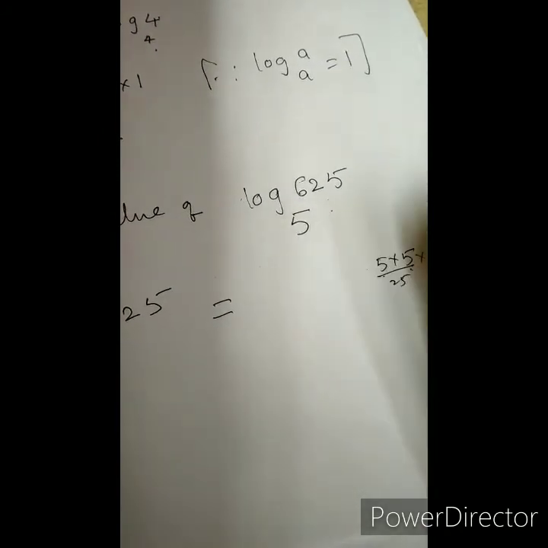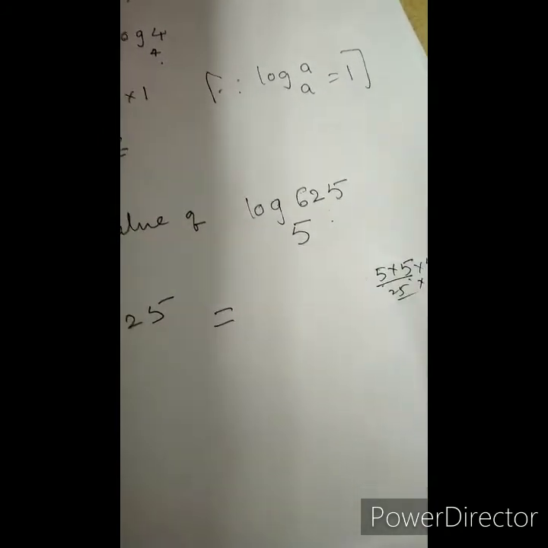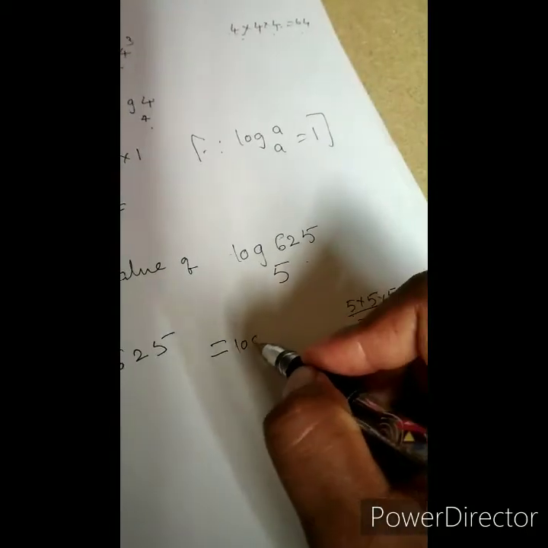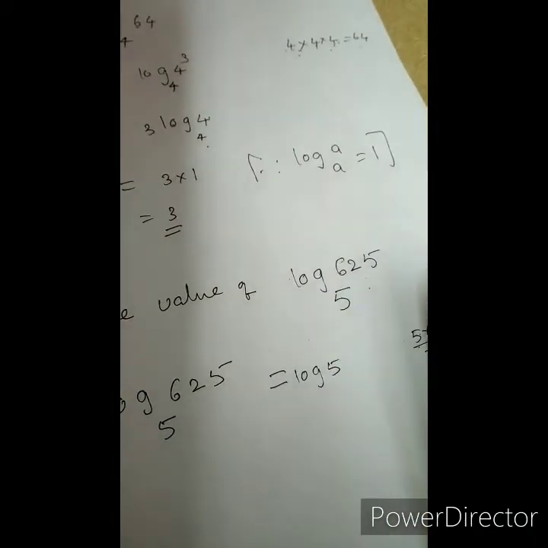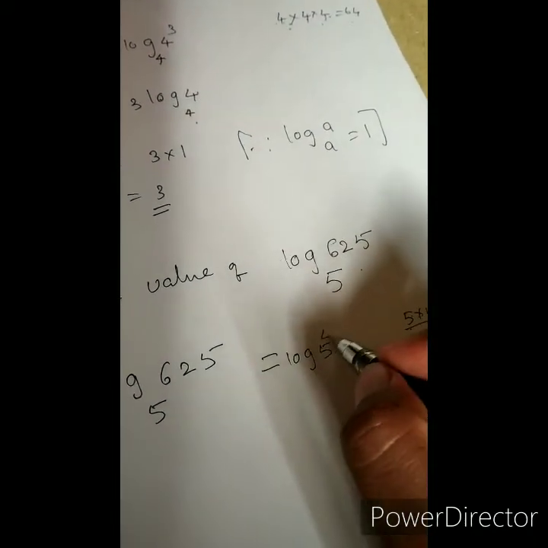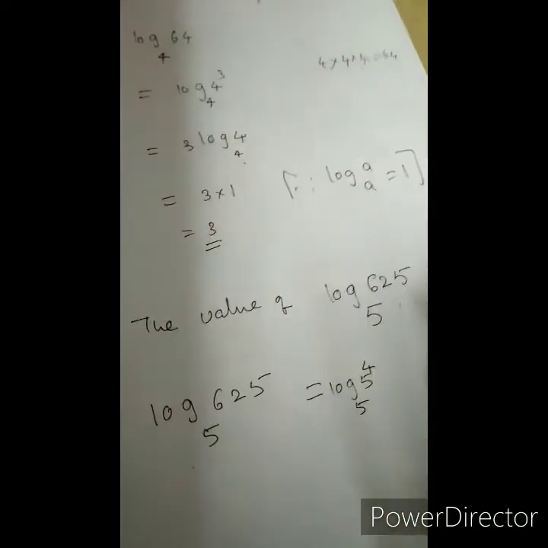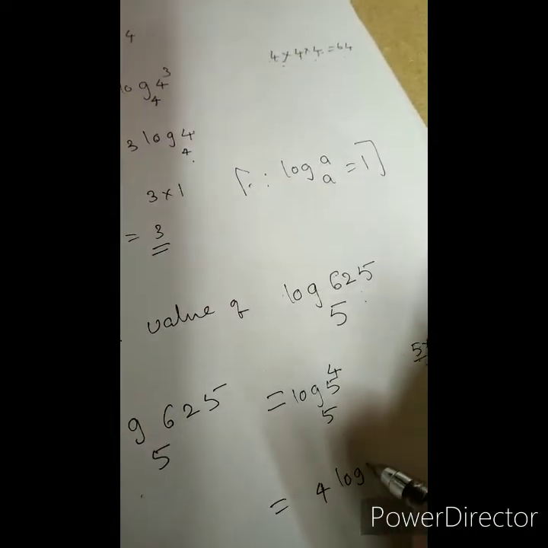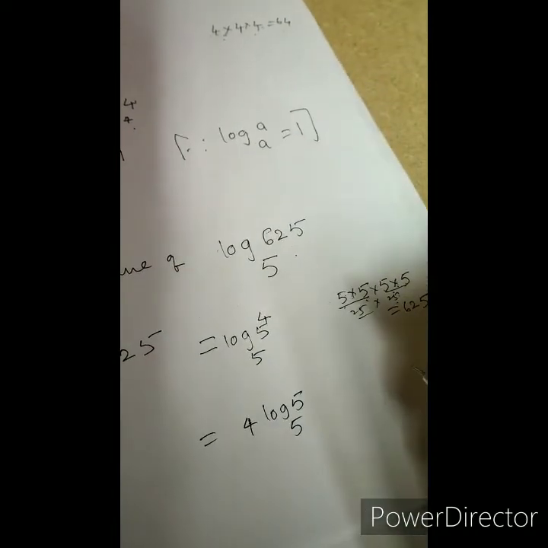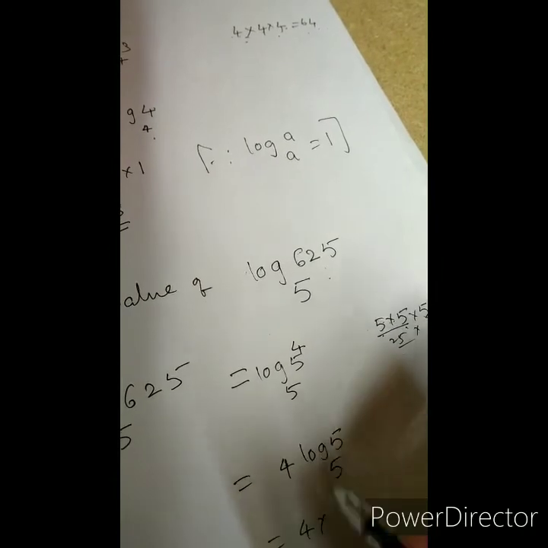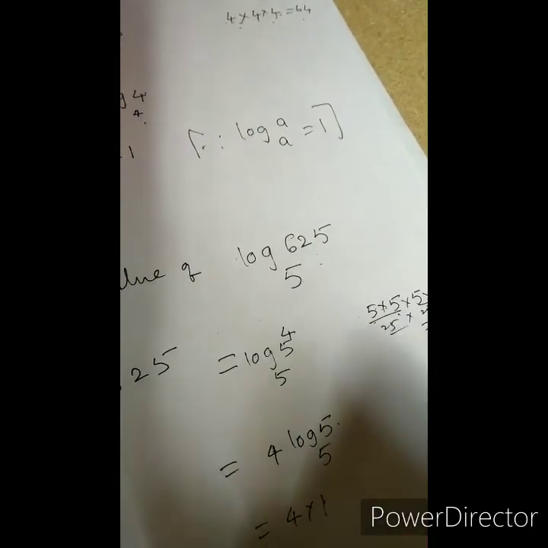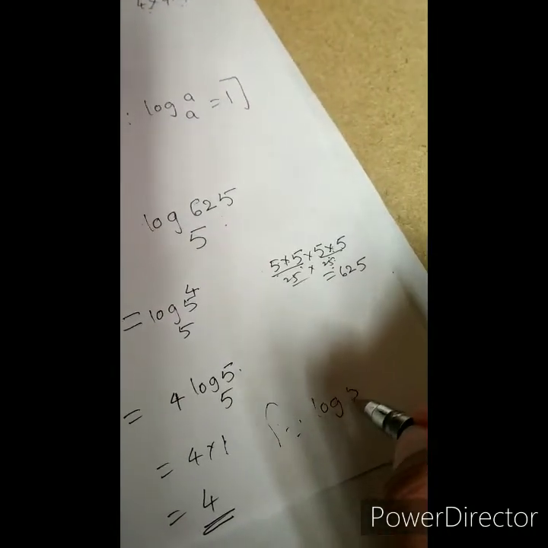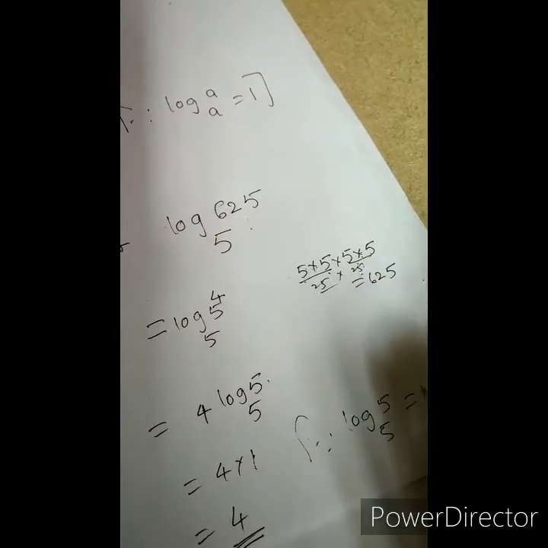5 into 5 is 25, 25 into 25 is 625. So you can write this as logarithm of 5 power 4 with base 5, since there are four 5s. This is equal to 4 into logarithm of 5 to the base 5, whose value is 4 into 1. So this is equal to 4, since log 5 to the base 5 equals 1.